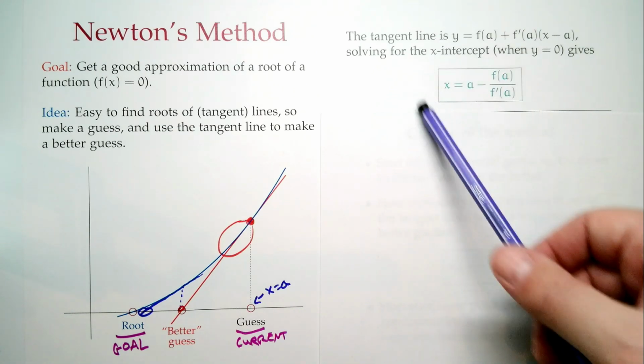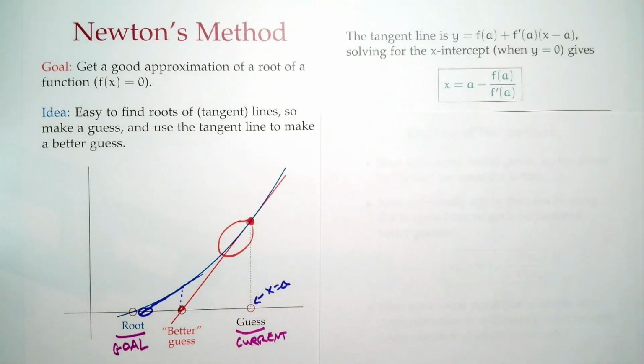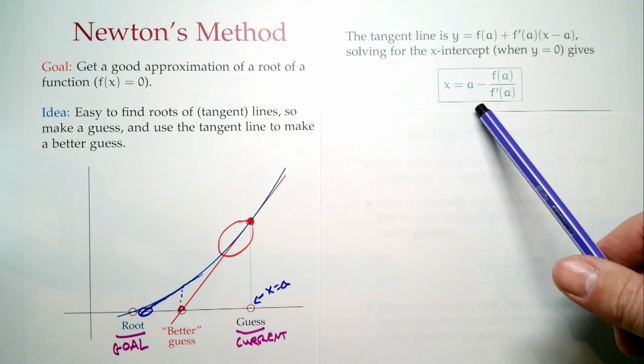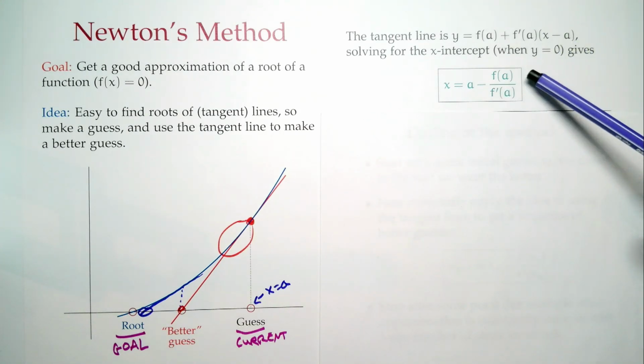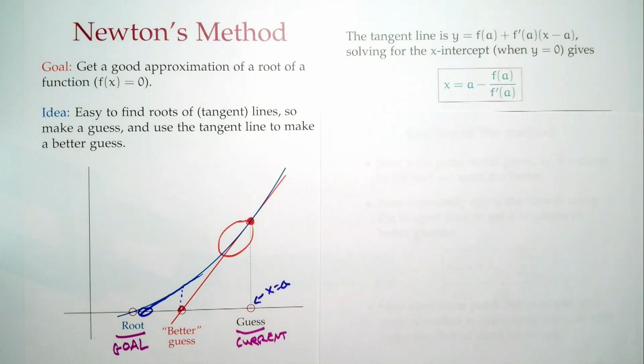You say, here's your next guess. So to go from your current guess to your next guess, it's a very simple formula. You take your root a and you subtract the function at a divided by f prime of a.